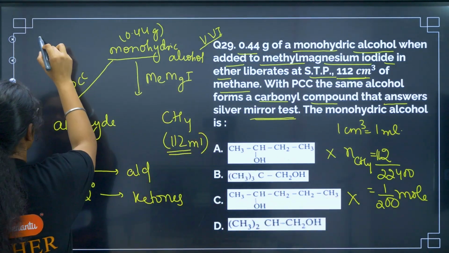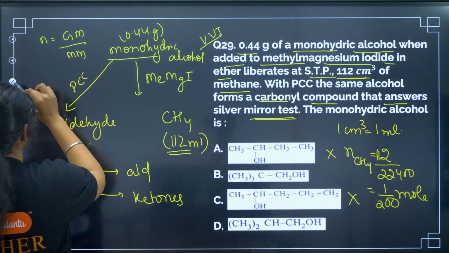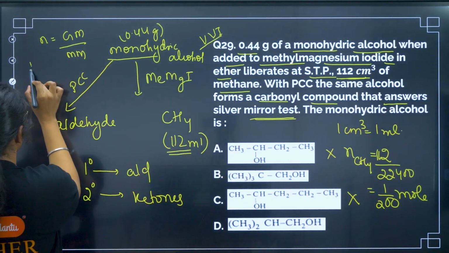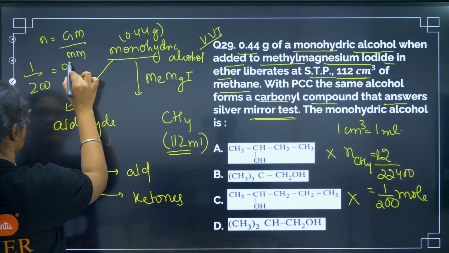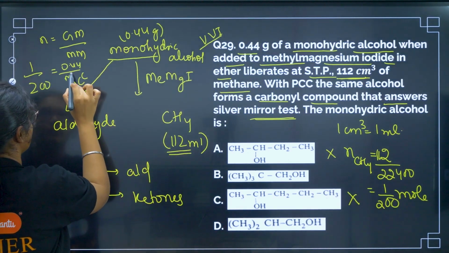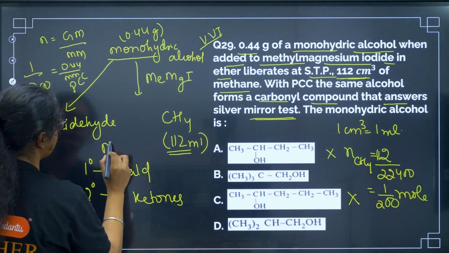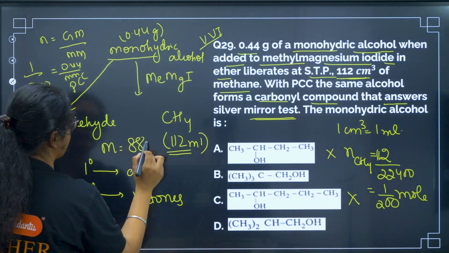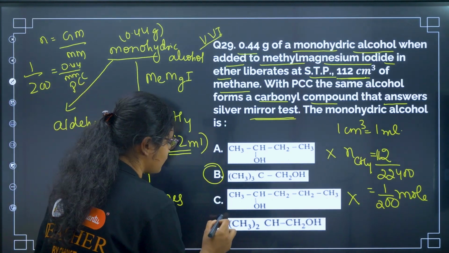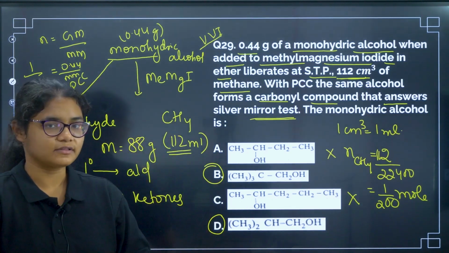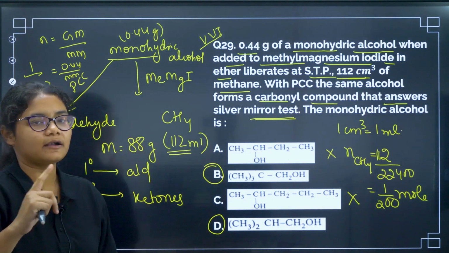So now you can use the number of moles formula, that is given mass by molar mass. The number of moles is 1 by 200, the given mass is 0.44, and the molar mass we have to find out. If you solve this, we will get the molar mass of the compound as 88 grams. So out of the two options left, B and D, just check the molecular mass of the compound. If the molecular mass comes out to be 88 gram, then that will be the answer.